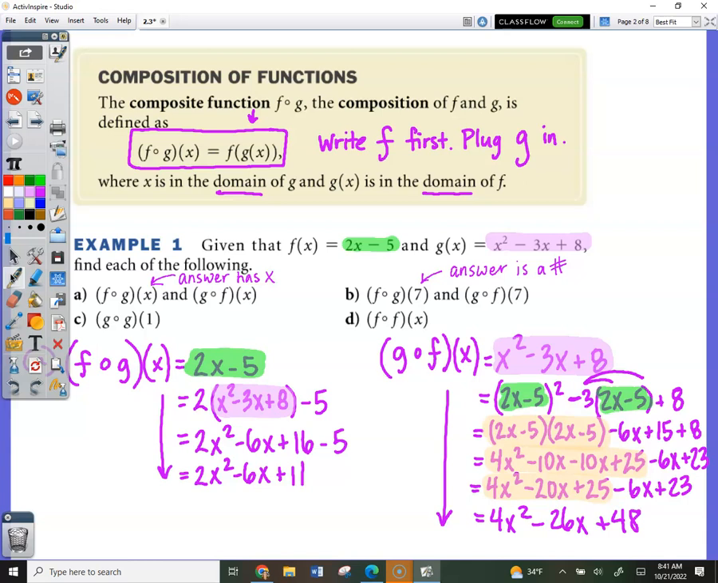Okay, so I'm going to come right here and write b. f of g of 7 would be the 2x squared minus 6x plus 11, right? Because that was f of g of x. Same problem. Plug 7 everywhere you see x. So you want to type that in your calculator. You get 67.